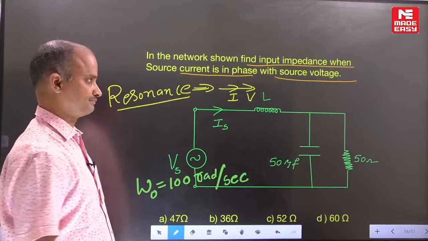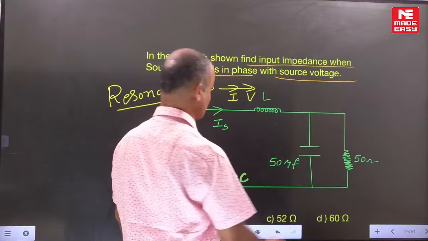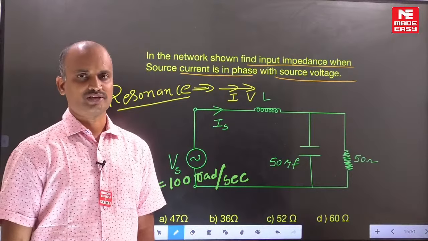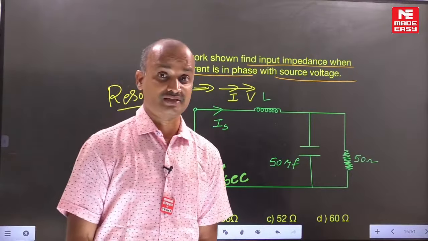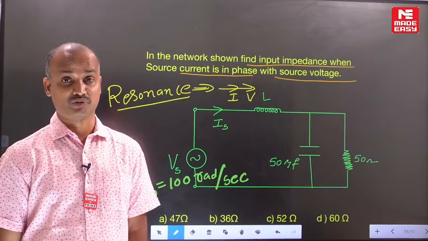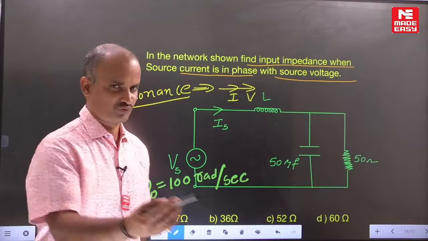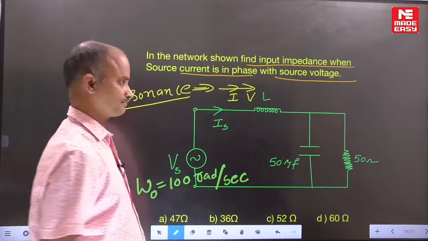Okay, that is one point. And one more thing: under the resonance condition, the circuit behaves as a resistive circuit. Resistive circuit means we can conclude that the imaginary part of the equivalent impedance equals 0. With the help of that concept, can you solve the problem?